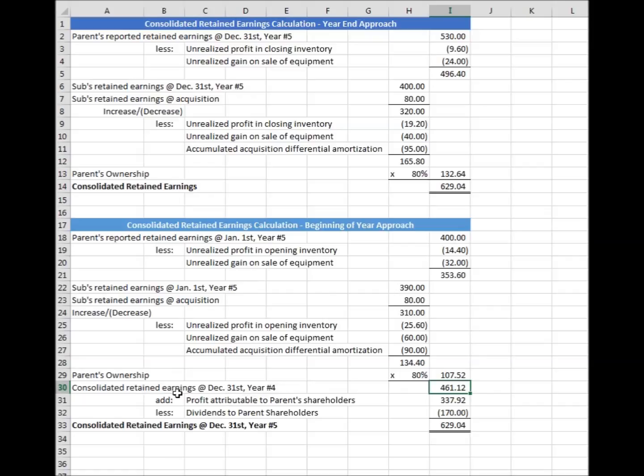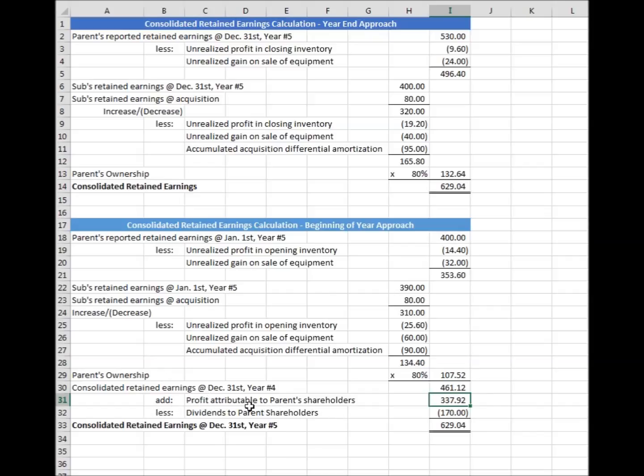So now what we're going to do here is add back the profits that we calculated. Now this is going to be for year 5, so what's happening during year 5. We're adding back the profits that are attributed to the parent shareholders. So that was 337.92, and we're going to take out the dividends.